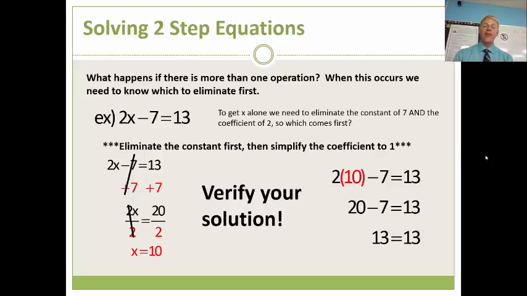Let's do it. So if I plug 10 in for x and simplify, 2 times 10 is 20, 20 minus 7 is 13, 13 on the left, 13 on the right. The equation is true, 10 made it true, and that's why 10 is a solution.